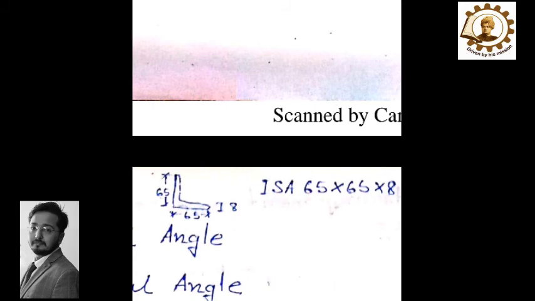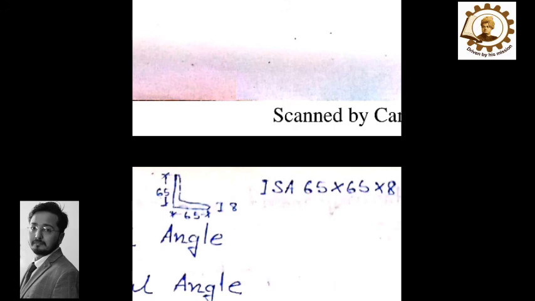The writing procedure is ISA. Suppose in this picture you can see an example. The leg length is 65, both legs. 65 means 65 mm, and thickness is 8, that means 8 mm. So this section we have to write like this: ISA 65 by 65 by 8. That means 2 legs are 65 and thickness is 8.